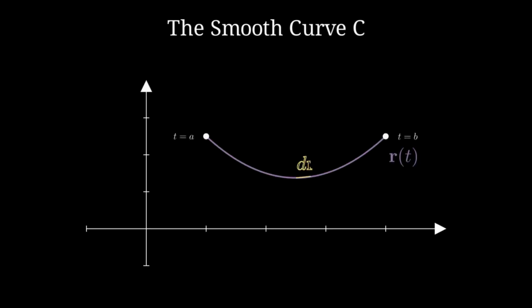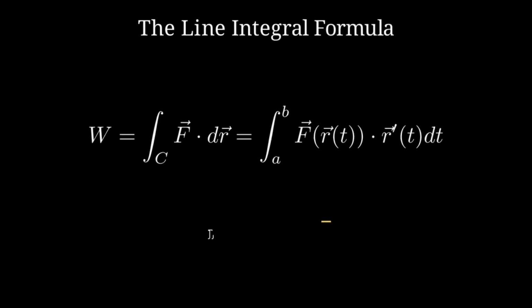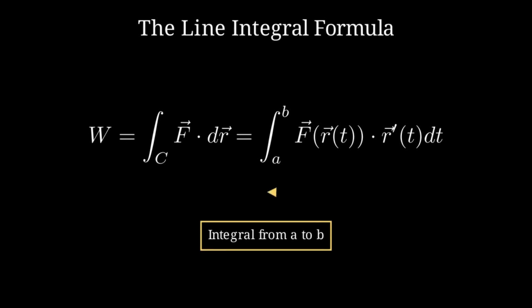We describe the path using a vector-valued function, r of t, which traces the trajectory as time progresses from an initial value a to a final value b. By summing up all these tiny bits of work along the entire curve, we arrive at the line integral. This formula translates the physical concept of work into a definite integral that we can solve using standard calculus techniques.